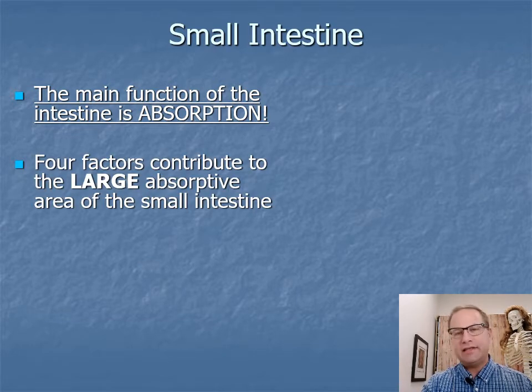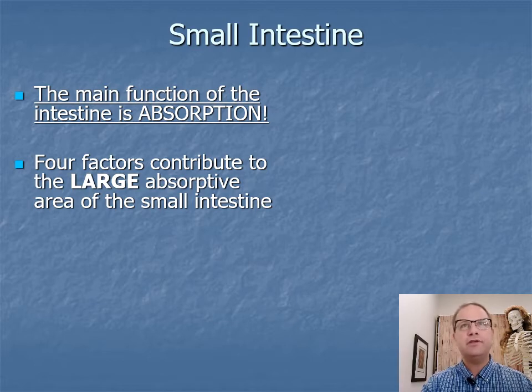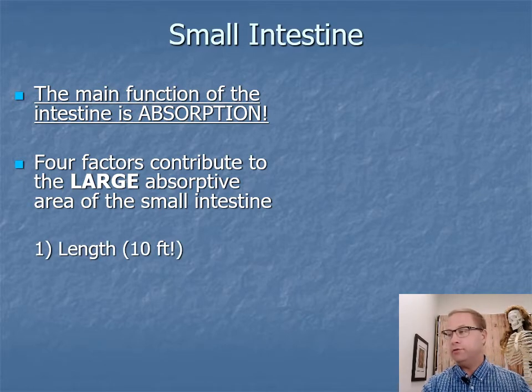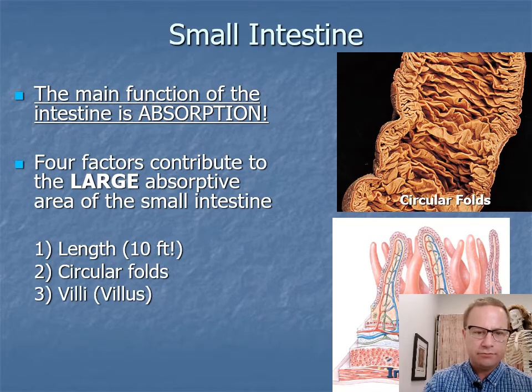The small intestine has a large surface area, and that's important because the greater the surface area we have, the better we are at diffusion and osmosis and absorption. Now, 4 factors contribute to this large surface area, and they include its length. It's about 10 feet long, which is pretty darn long. It also has circular folds in there that you can see up in your top right, and those help to increase surface area as well.